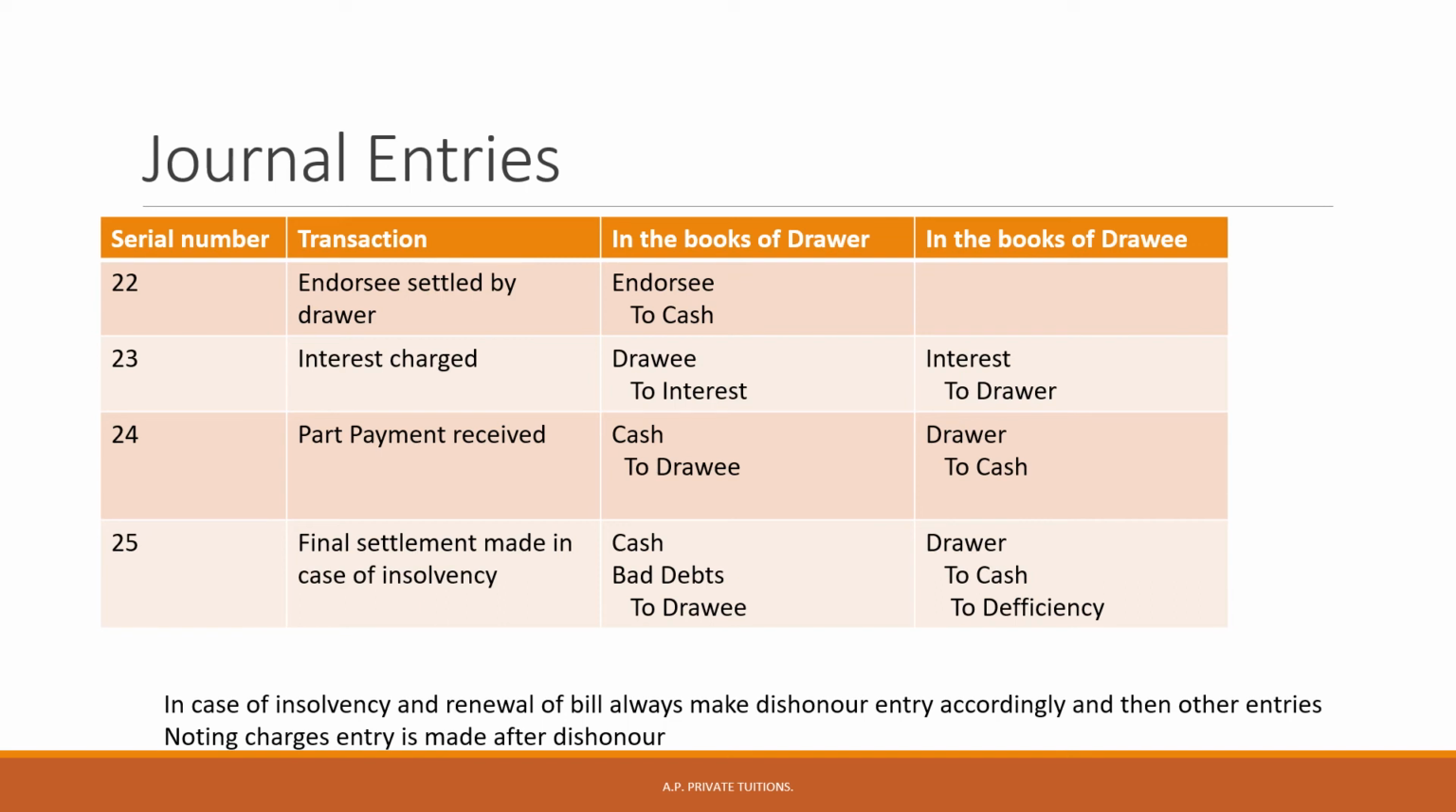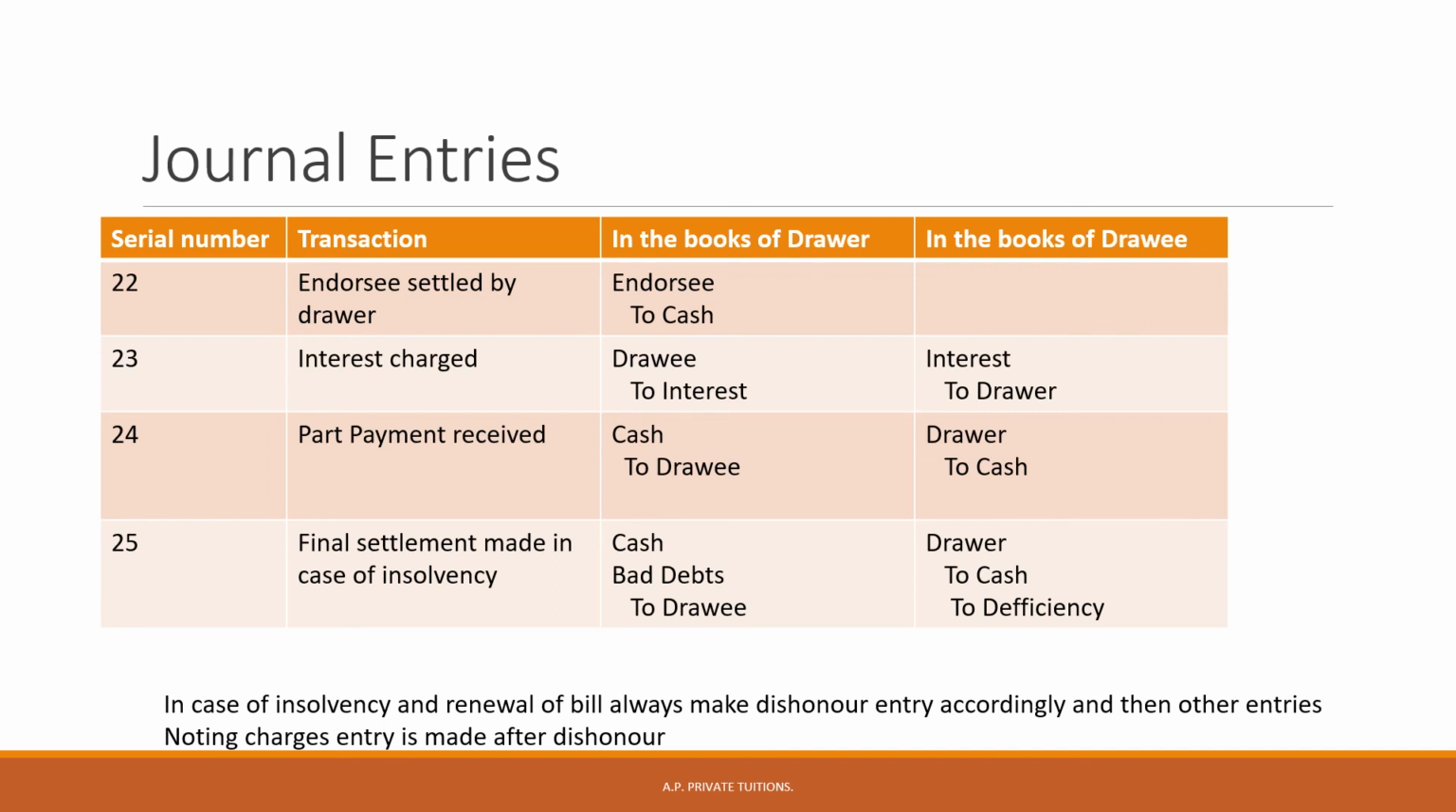Sometimes the sum will say part payment is made. 10,000 bill is there, he's paying 3,000 rupees or something like that is mentioned in the sum. So the drawer will get money. So debit what comes in, he's getting it from the drawee. Debit the receiver, credit the giver. Therefore, our entry is cash to drawee. And in the books of drawee, money goes out. Drawer is the receiver. Therefore, our entry is drawer to cash.